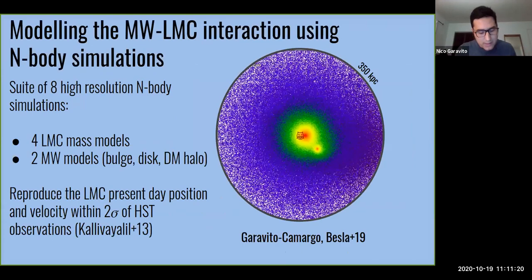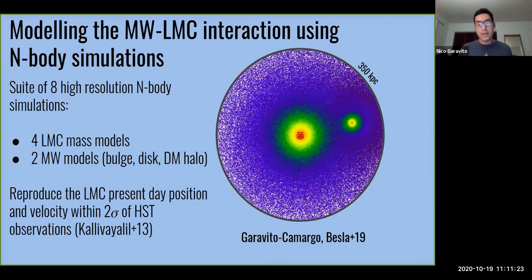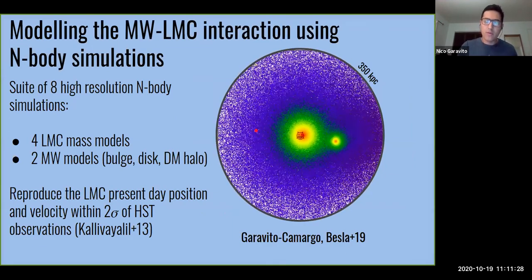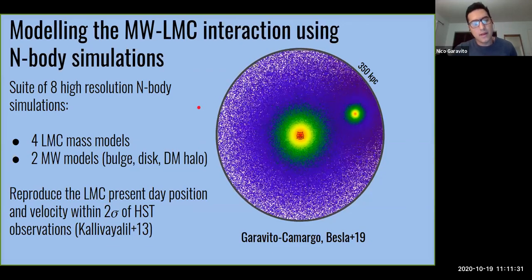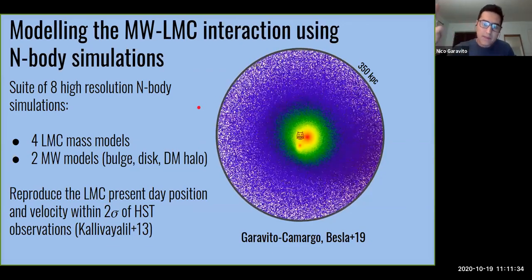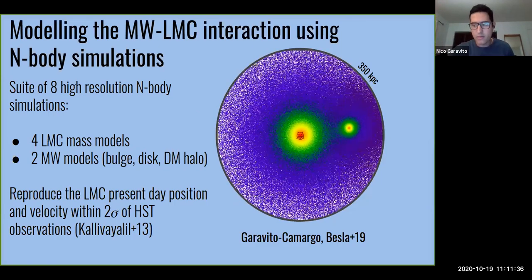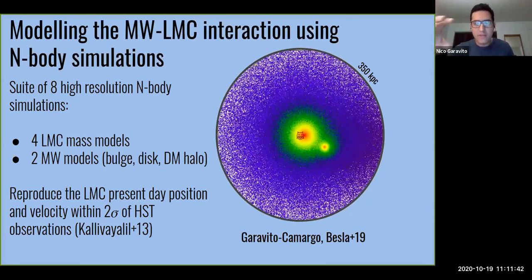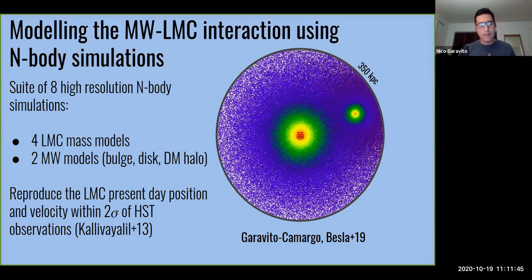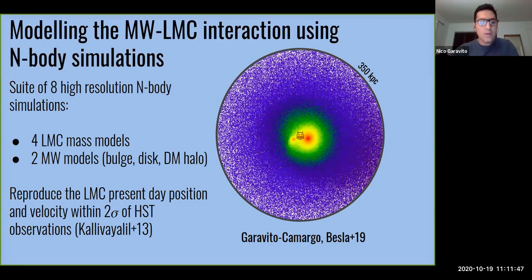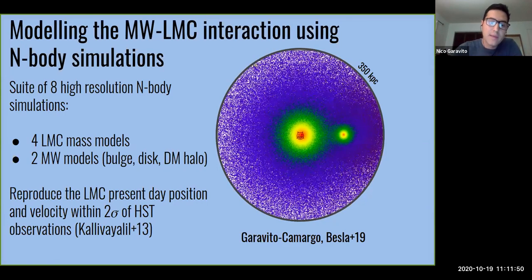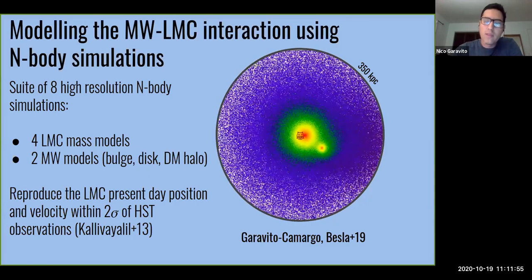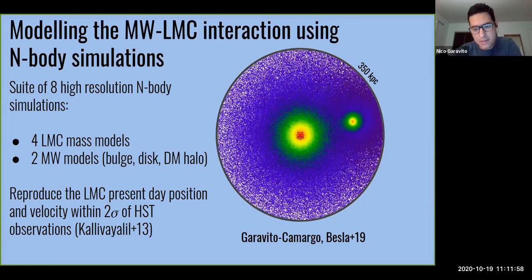If we want to study what the LMC is doing, I performed 8 n-body simulations, and this is a movie of one of them. I have 4 different LMC mass models, as we don't have tight constraints on the mass of the LMC, and 2 Milky Way models, which just differ by the kinematic structure of the halo, but have the same mass. What is important is that the simulations reproduce the present-day position and velocity to the observed one within 2 sigma. So we think that we constrain the orbit of the LMC very well.